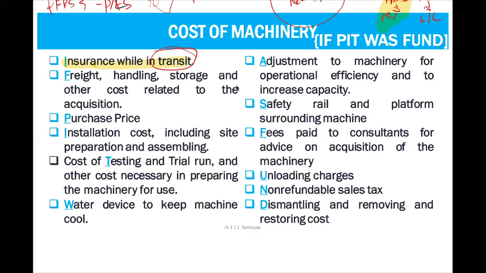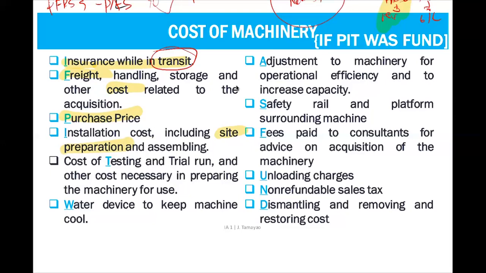Next, you have your freight cost. You already know this one. Freight cost must be included in the purchase price. Next, we have your installation costs, including site preparation and assembly costs. Normally, what is placed in your problems is your site preparation costs. So if ever you hear or see site preparation costs, you include it. Also, installation costs. In case normally machinery is needed, machineries need to be installed prior to use.